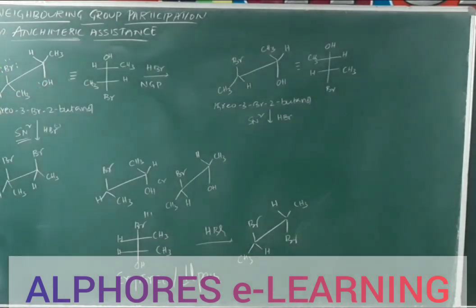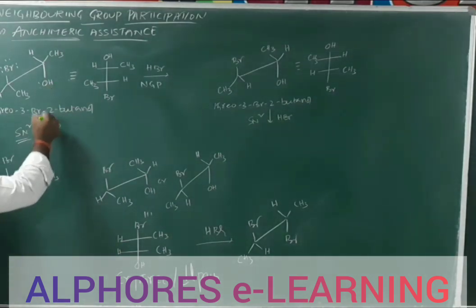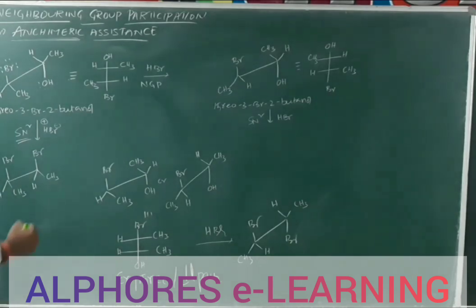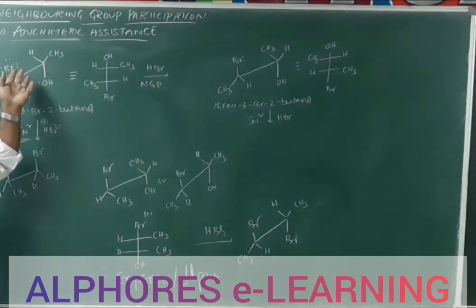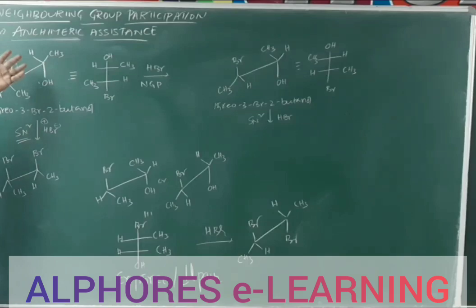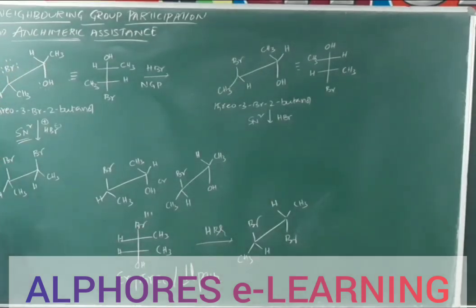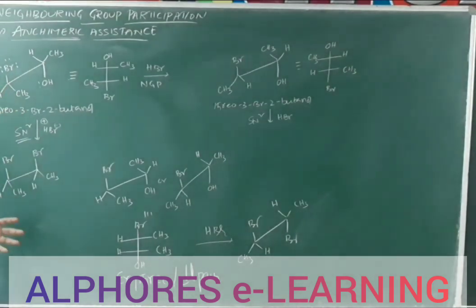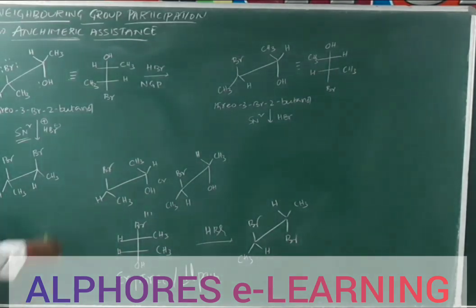In such a scenario, on addition of HBr, H plus attaches to the OH group of the compound and converts it into OH2 plus, which turns into a good leaving group, and Br minus approaches from the rear side. Because it is a secondary carbocation, if formation is there, or else if we are using less polar or polar aprotic solvents, Br minus approaches from the rear side and you get the SN2 product like this. In this case, we are getting a meso compound.